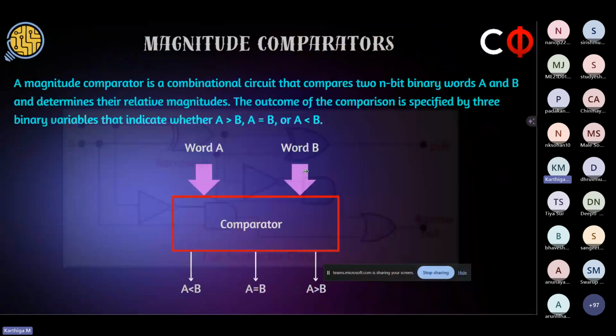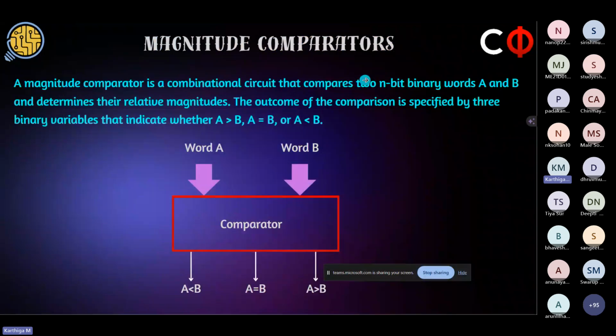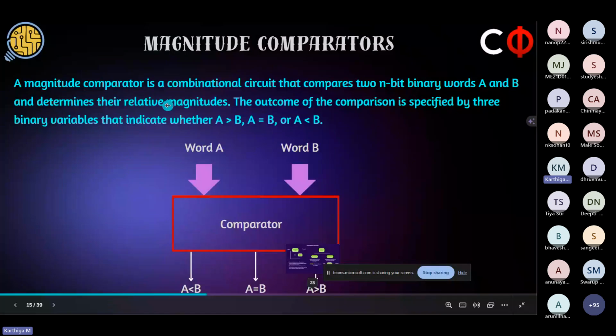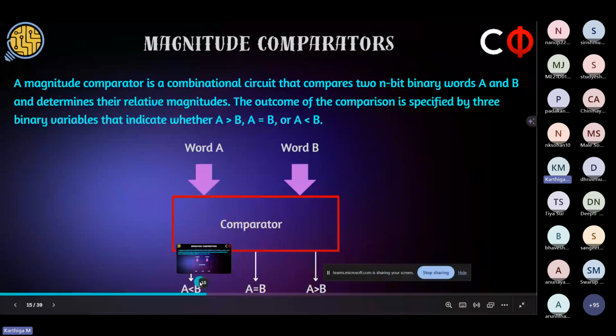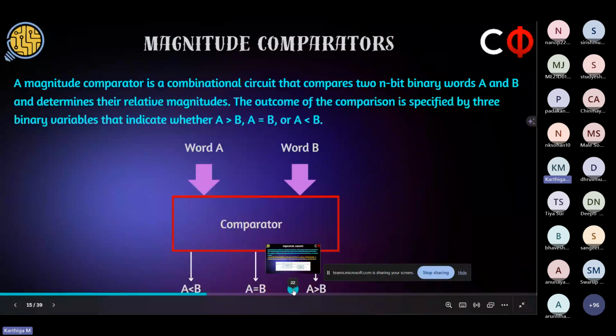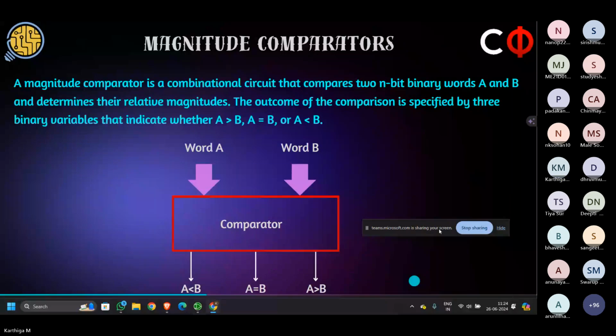Okay, so let's move on to magnitude comparators. Basically, what a magnitude comparator does is compare two binary numbers and determine their relative magnitude. So one of these outputs must be true, provided we have two binary numbers, A and B, given as the inputs. Either A is less than B, or A is equal to B, or A is greater than B. Is there any doubt so far?